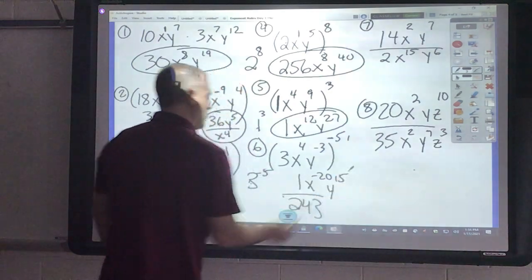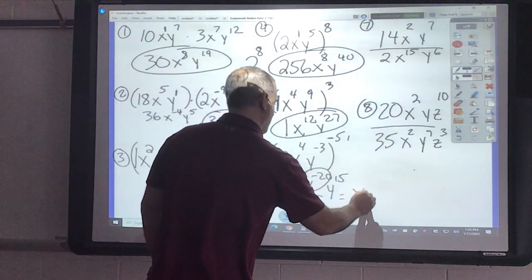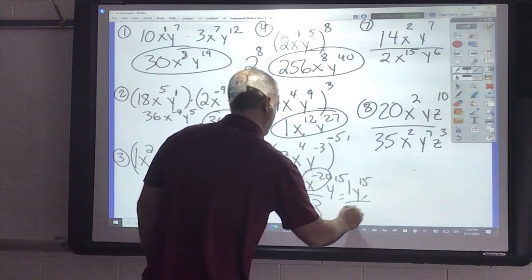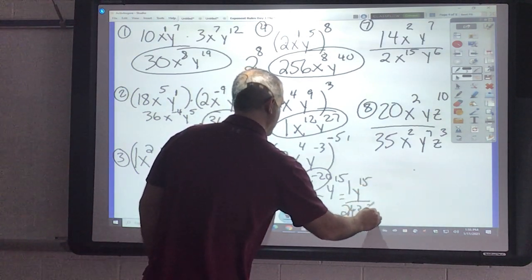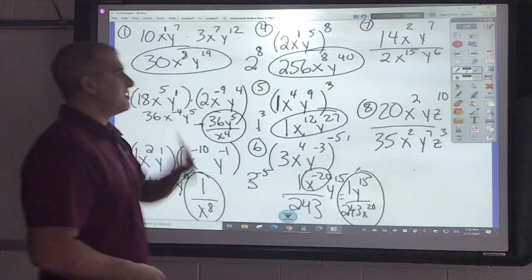So, there's only one thing that's going to move here: this x to the negative 20. Okay, the y to the 15 stays up top with the 1. 243 x to the 20th is now on the bottom. Okay? All right, now I got division.